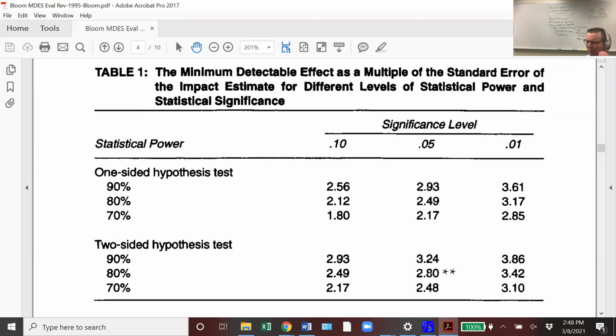But let me first ask. The Bloom article is a very good one to read. The bottom line is this kind of 2.8. So, let's say that you have a data set. You don't have an experiment, but you want to see if a relatively small data set is going to have enough power to do an analysis you want to do in that data set.